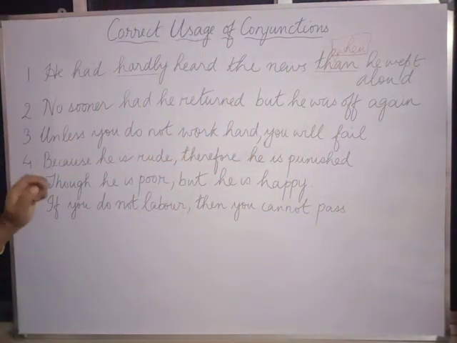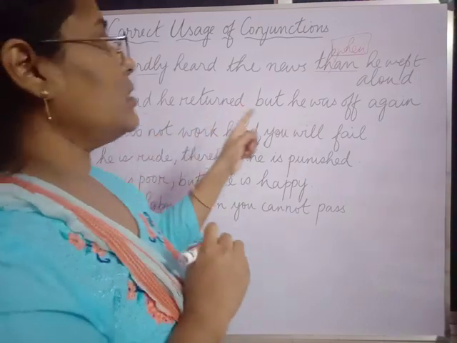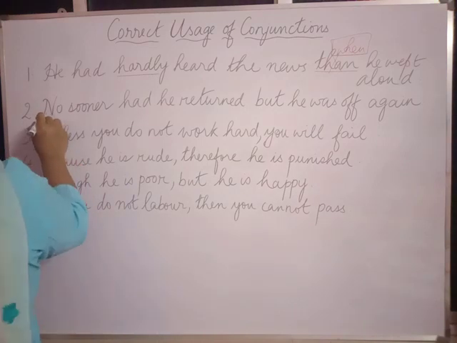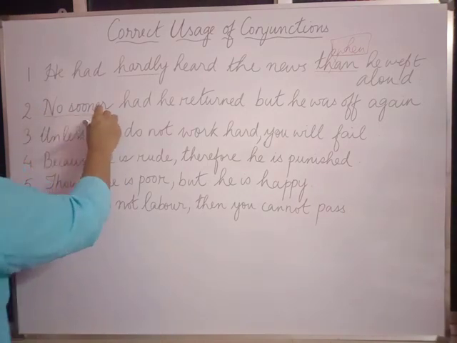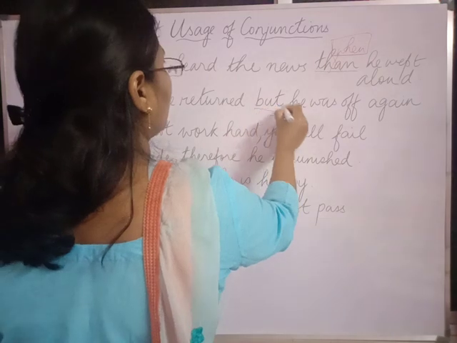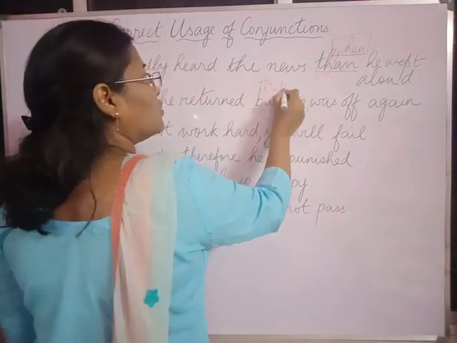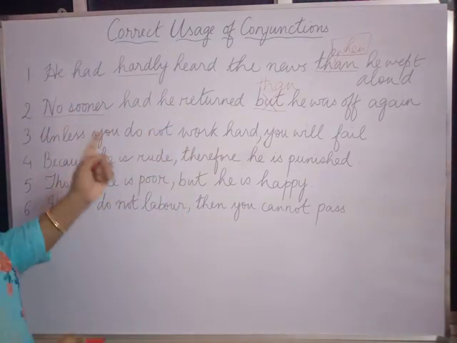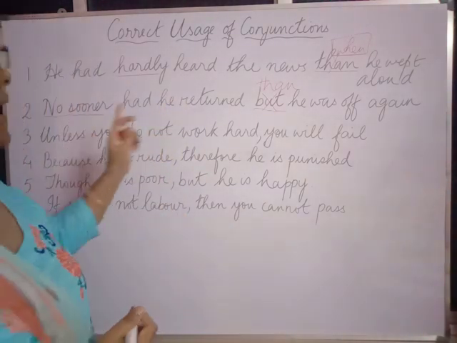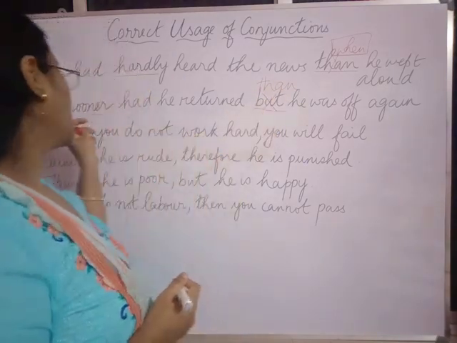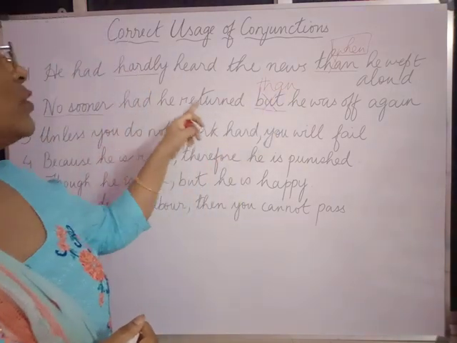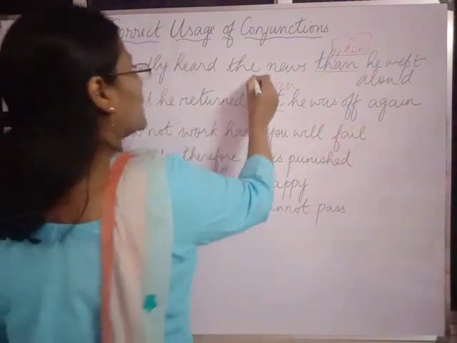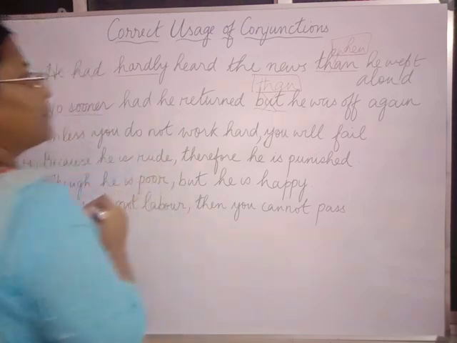Now take the second example. No sooner had he returned, but he was off again. So no sooner pairs with than, not but. So this no sooner is correlative conjunction and it pairs with than, not but. So, no sooner had he returned than he was off again. So we will use no sooner with than.